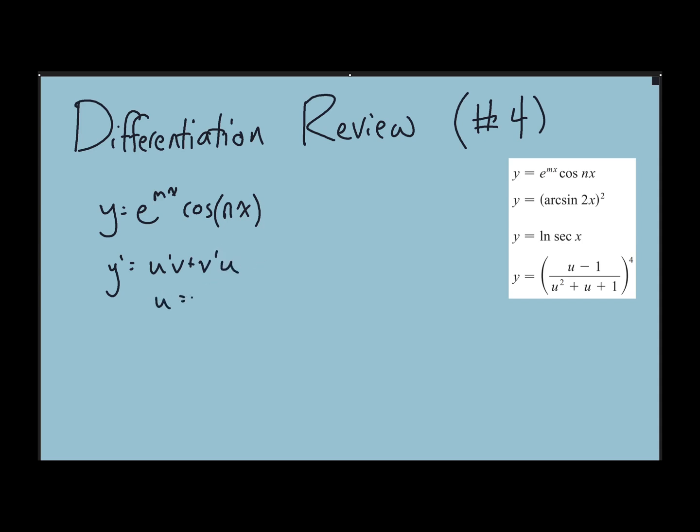What's our u? That's e to the mx. What's u prime? Well, you know the derivative of e to the x is e to the x, but it's also chain rule. And that's going to be just an m. v is cosine of nx. Kind of the same idea. What's the derivative of cosine? Negative sine of the same input. Chain rule times the derivative of the inside function, n.